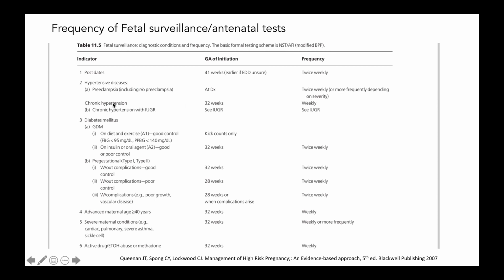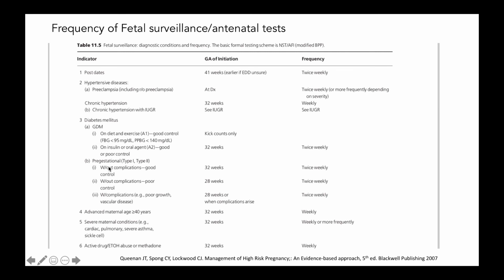For chronic hypertension, we initiate antenatal test at 32 weeks, and we do this weekly. For patients with GDM that's diet controlled, the recommendation is to just advise the patient on fetal kick counts. If she is on insulin or oral hypoglycemic agent, then we start fetal surveillance test at 32 weeks, and we do this twice weekly.